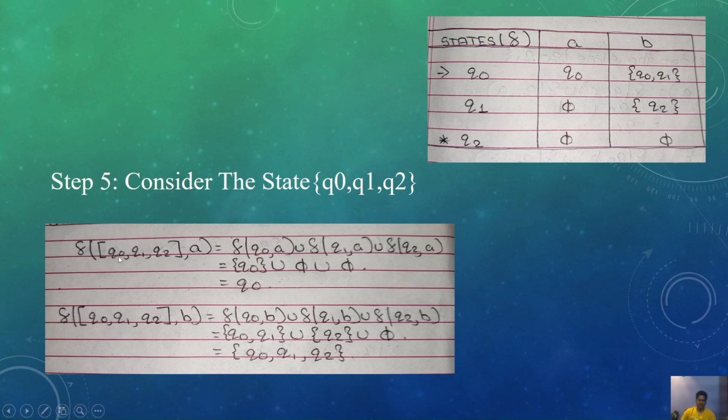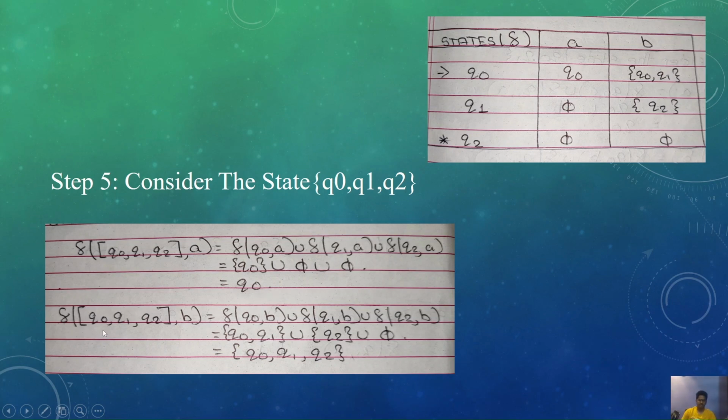So the epsilon closure of Q0 comma Q1 comma Q2 comma A is equal to epsilon closure of Q0 comma A union of epsilon closure of Q1 comma A union of epsilon closure of Q2 comma A. Q0 comma A is Q0. Q1 comma A is null. Q2 comma A is also null. So the union of these three is equal to Q0.